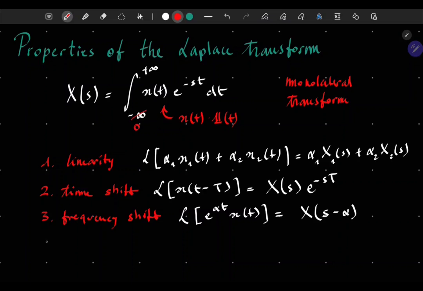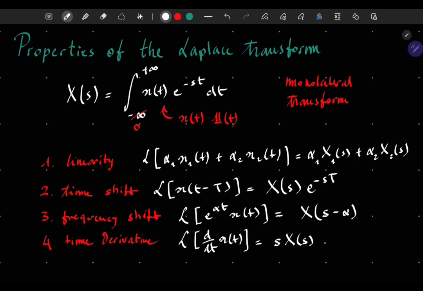Then we have a property related to the time derivative of a signal, where if we take the Laplace transform of the time derivative of a signal, this is equal to s times the Laplace transform minus x in 0. And notice that this can be proved by taking a partial integration, and the fact that here we have 0 depends on the fact that here we have the monolateral transform.